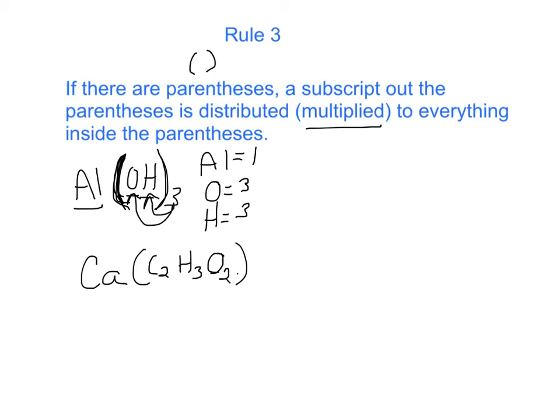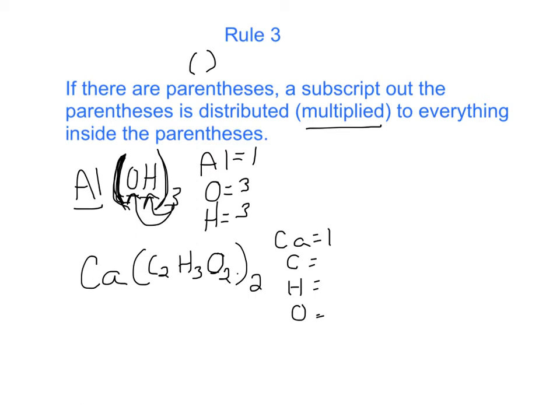O2, it's not much better. All in parentheses with a 2 as a subscript outside of it. And so now we need to make our list. So we have Ca, C, H, and O. And the Ca does not have a subscript, so there's 1 of those.